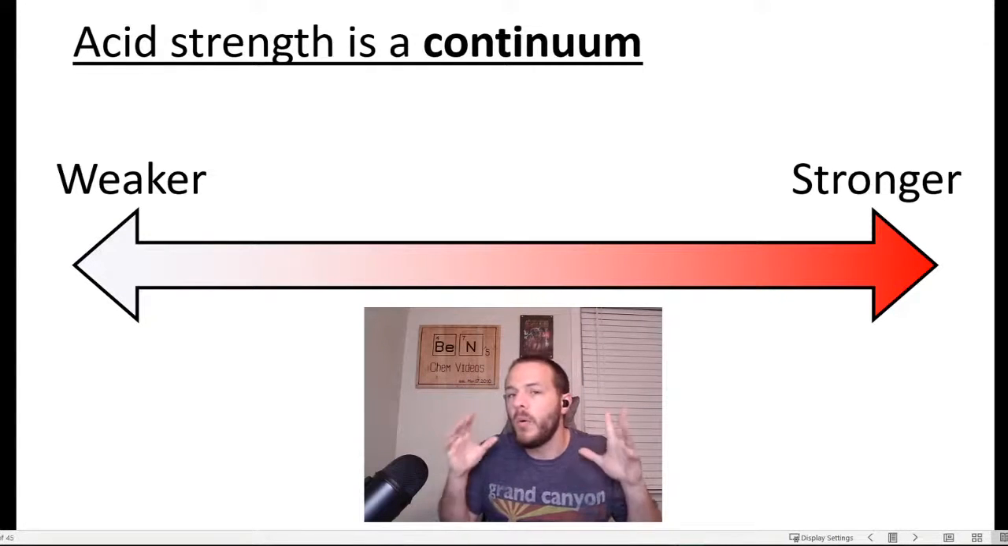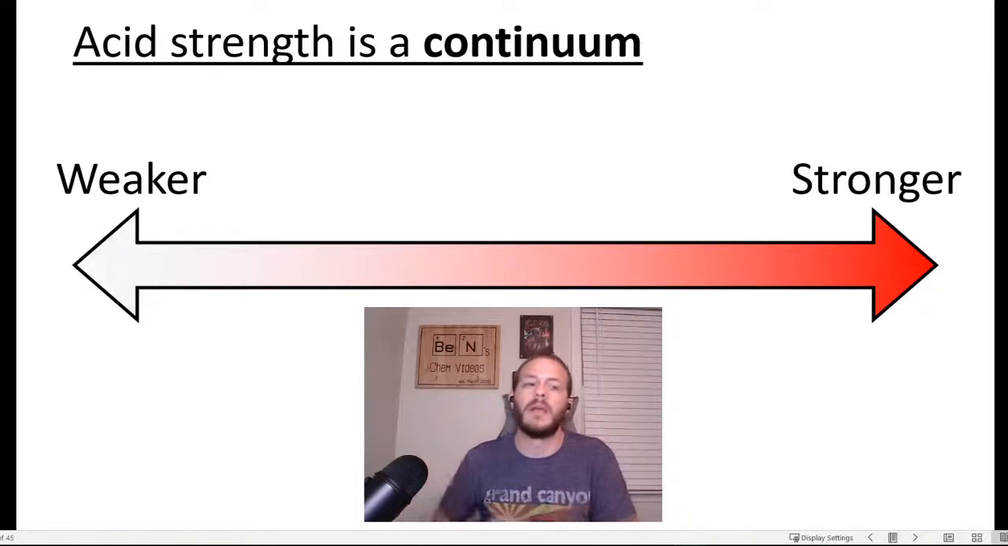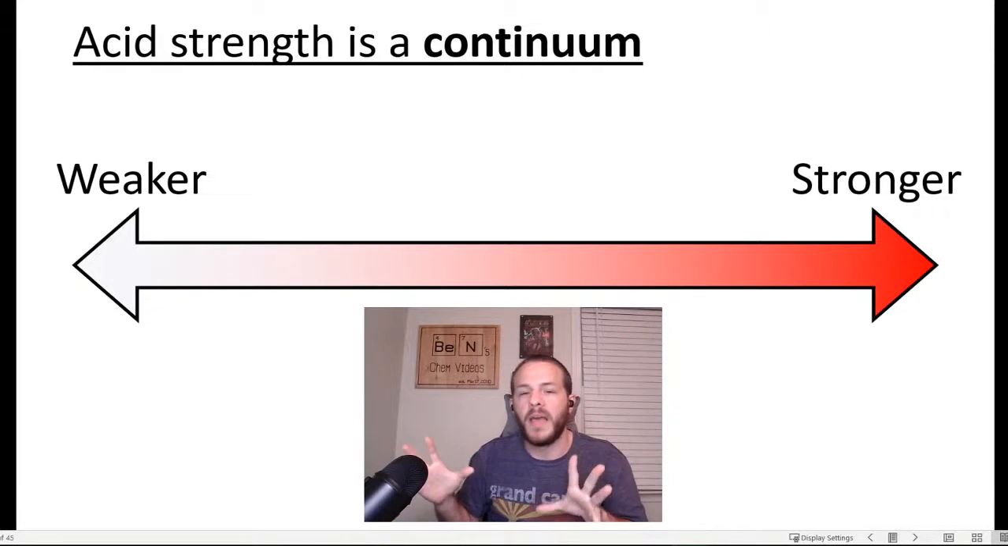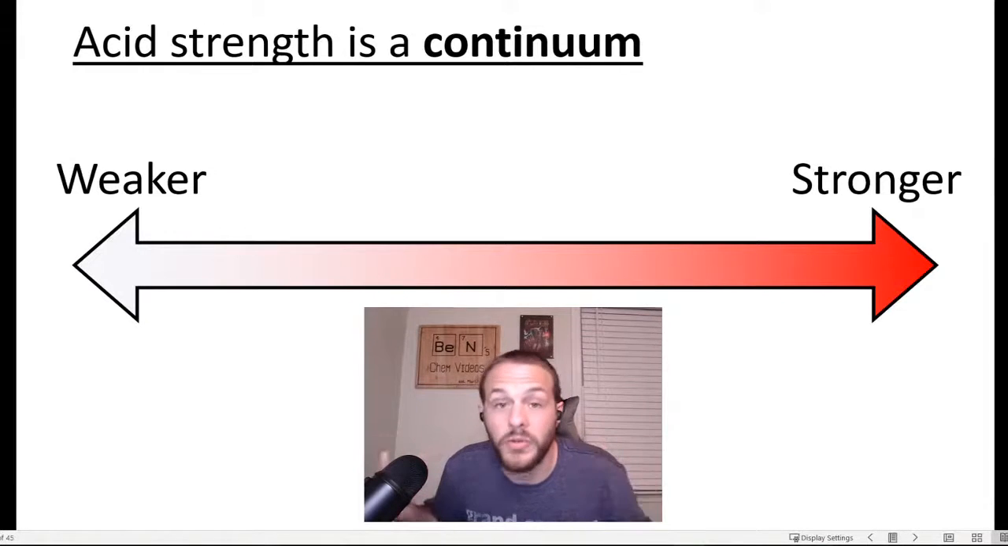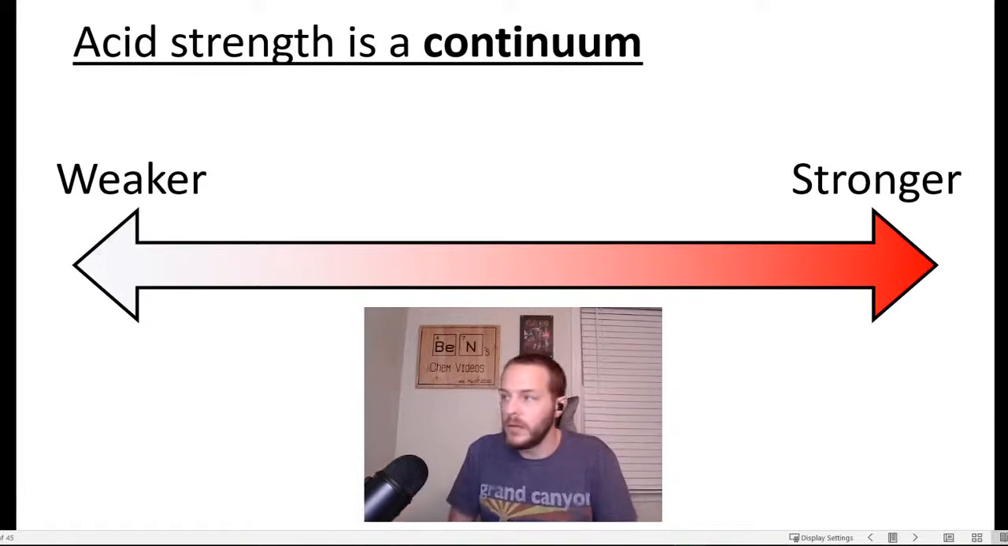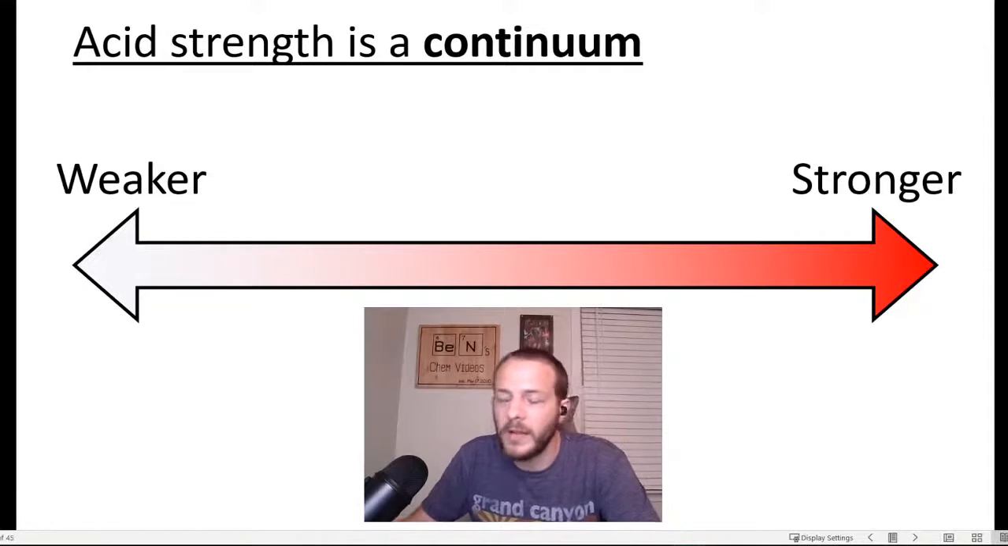So that's how we need to think about acid strength. It's not rigid categories, strong and weak, although having those two categories to describe the level or degree of dissociation or ionization is still a very, very useful concept. So, okay, now that we understand that acid strength is a continuum, let us go ahead and move on.